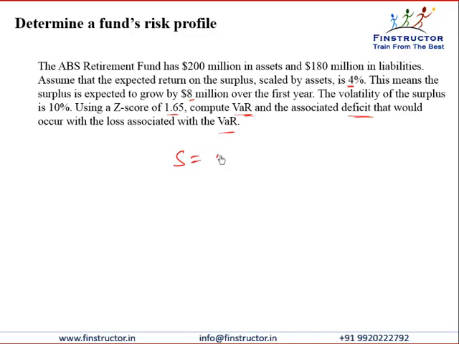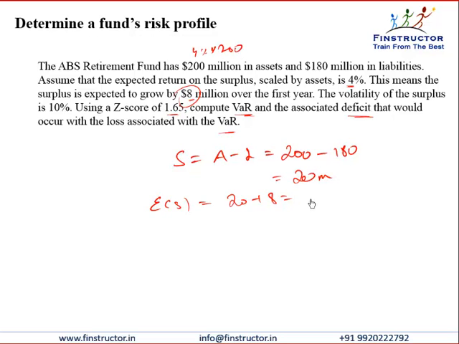So the current surplus is the assets minus the liabilities, that is equal to 200 minus 180, that is equal to $20 million. The expected surplus is 20 plus 8, that is the $8 million return, 4% of 200 that is given, $28 million. Volatility of the surplus is given to be 10%. Please note the volatility of the surplus is coming from the volatility of the assets. So what will be the VaR of the assets? It will be the z-score, that is 1.65, into the volatility into $200 million.